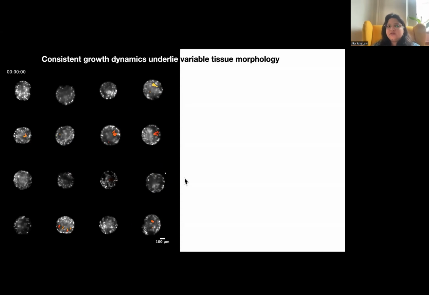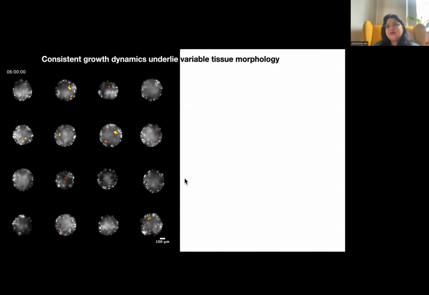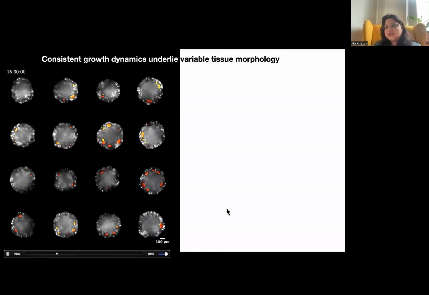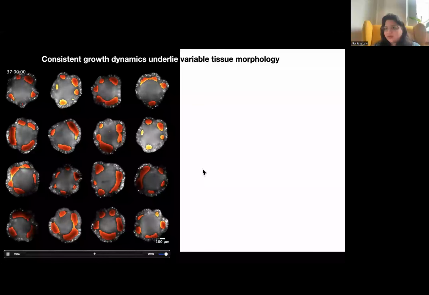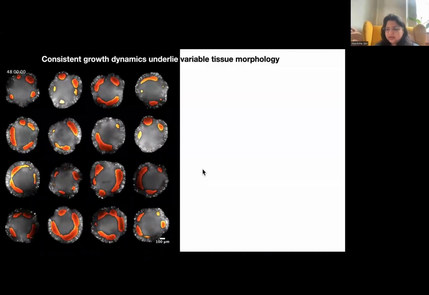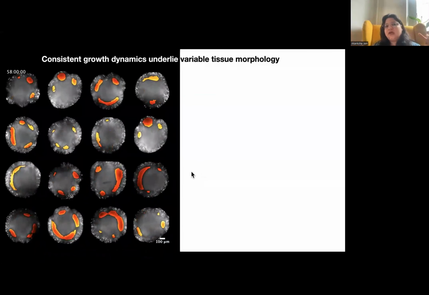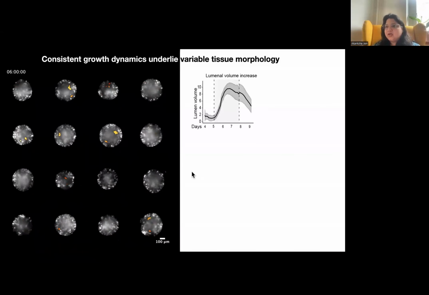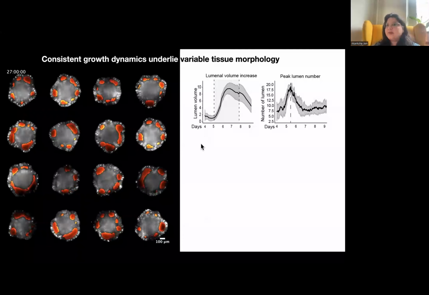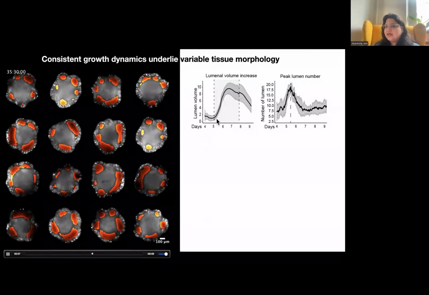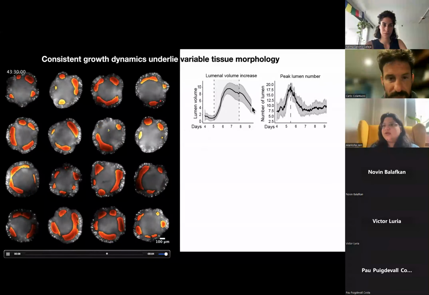So as I mentioned, we can image 16 organoids in parallel. And as you all probably know, organoids are notorious for being very heterogeneous and variable. So you can see here, all these are cross sections from one experiment. And in fact, they do look morphologically very different from each other, even when they're all growing in the same chamber. However, if we now start measuring parameters like organoid volume, luminal volume, peak lumen number, then we found that despite the obvious morphological heterogeneity, the growth parameters are actually very consistent.